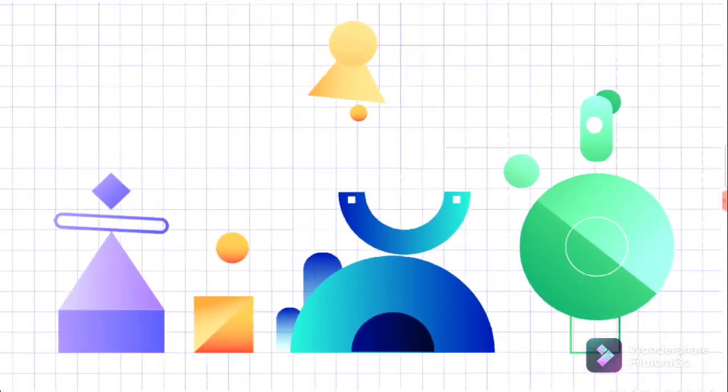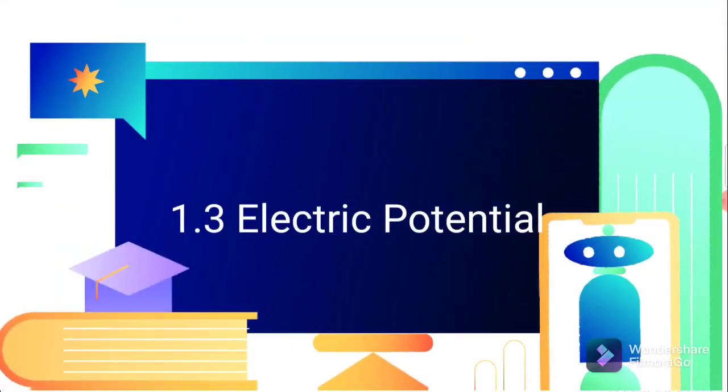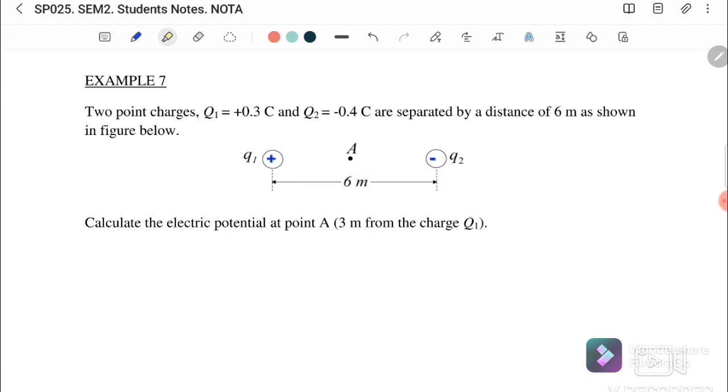Today we will continue the discussion on subtopic 1.3, electric potential. Example 7. Two point charges, Q1 is positive 0.3 coulomb and Q2 is negative 0.4 coulomb, are separated by a distance of 6 meters. So here we have a positive and also a negative point charge. Calculate the electric potential at point A, which is 3 meters from the charge Q1.